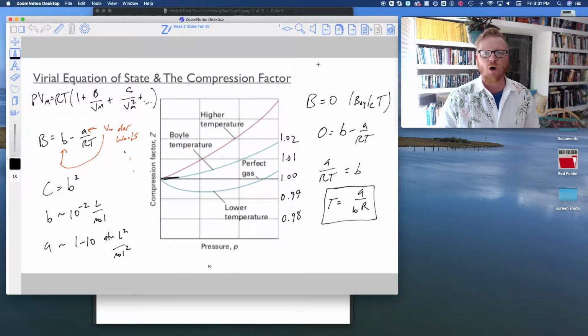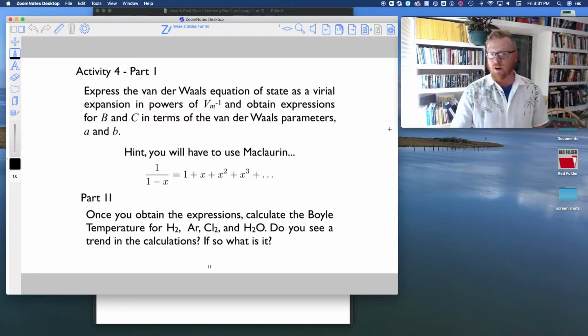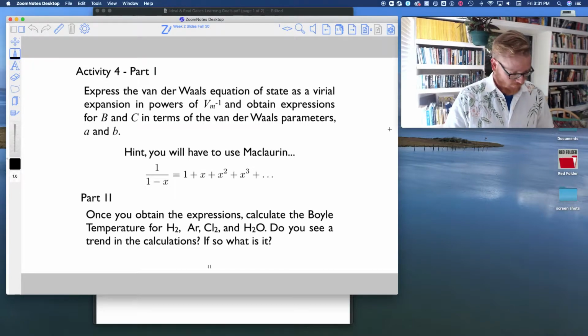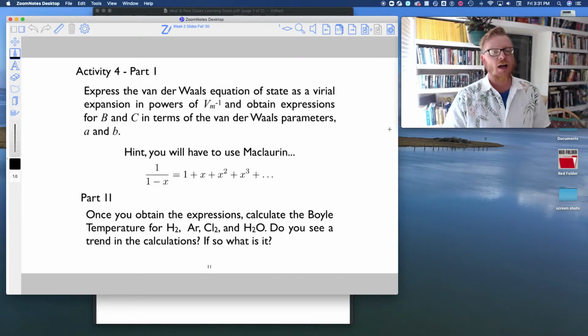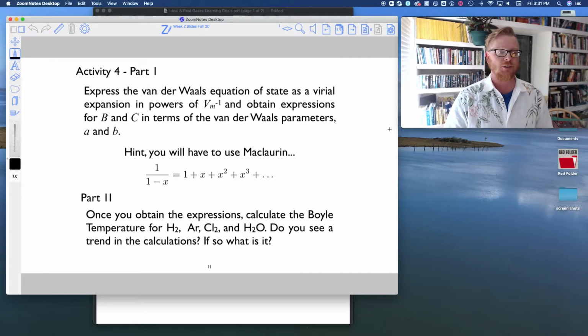So this is where I left off. We're going to start this off with one of these activity slides. I'm going to do part 1 because it's pretty gnarly. It's a derivation. Part 2, I'd like you to pause the video and try it yourself. I'm just doing some plug and check calculations. So what does this whole thing say?